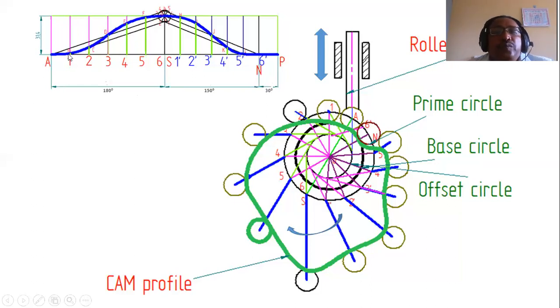Then from 1 to B, you measure from the displacement diagram and mark it from here. It is 1 to B. Then 2 to C, you measure it from 2 to this point. You mark it. 3 to D, you measure from the displacement diagram and mark it from here. This blue line represents the length of 3D from here. Similarly, you mark it, you'll get the points here.